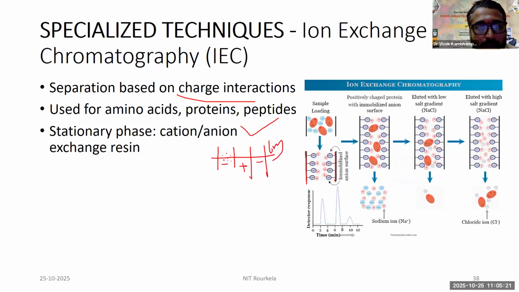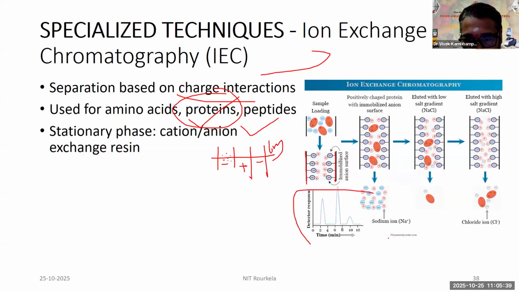This ion exchange chromatography you can use for protein. Nowadays, plant-based proteins, all the protein concepts are growing. So if you are interested in analyzing proteins, then you can go with ion exchange chromatography. For the stationary phase, cation and anion exchange resins can be used. The graph you'll get will look like this, same. Okay.